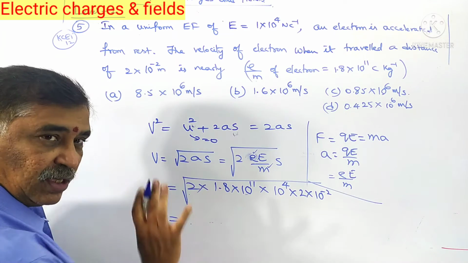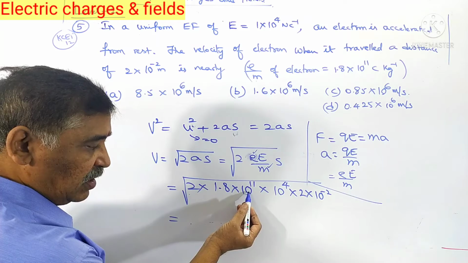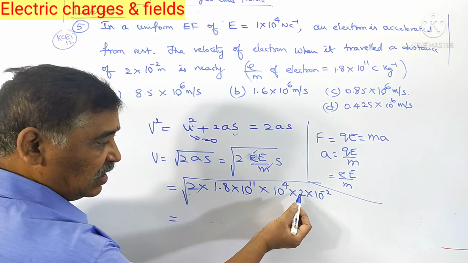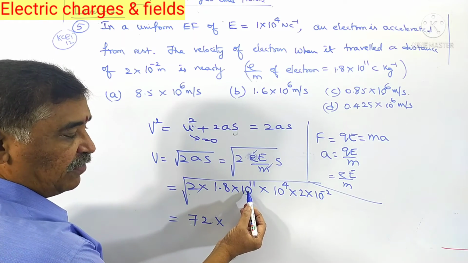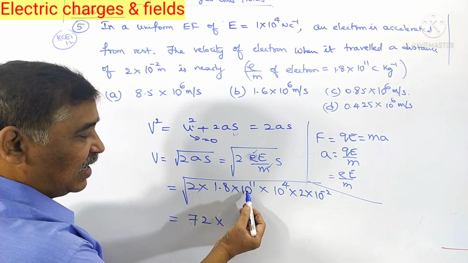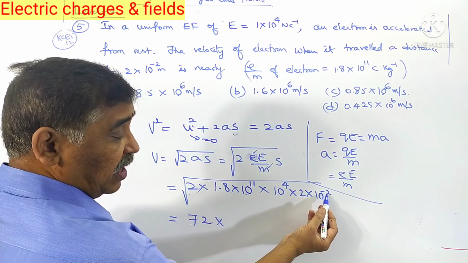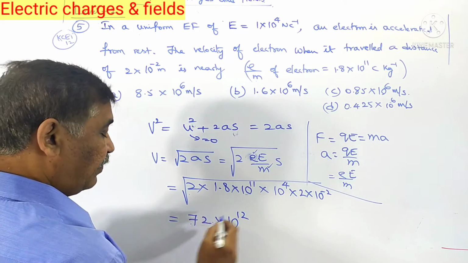Simplify this. To simplify this, 1.8 I make it as 18. Then this becomes 10 power 10. 18 into 2 is 36. 36 into 2 is 72. Here we are left with 10 power 10, 10 power 4, which is 10 power 14, and then 10 power minus 2. So 14 minus 2 is 10 power 12. This part is under root.